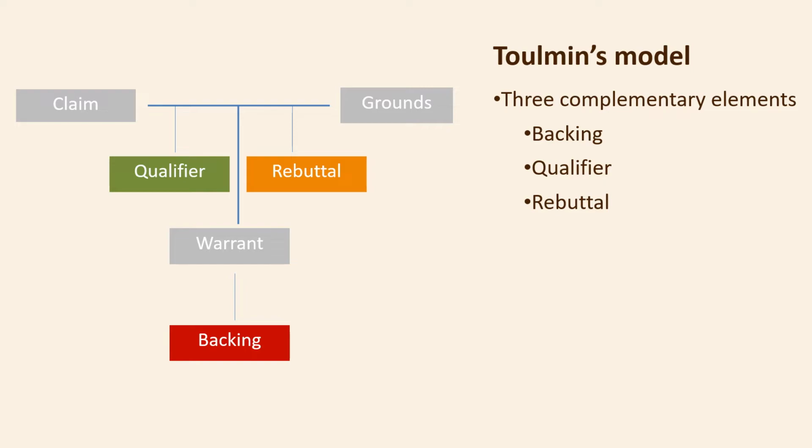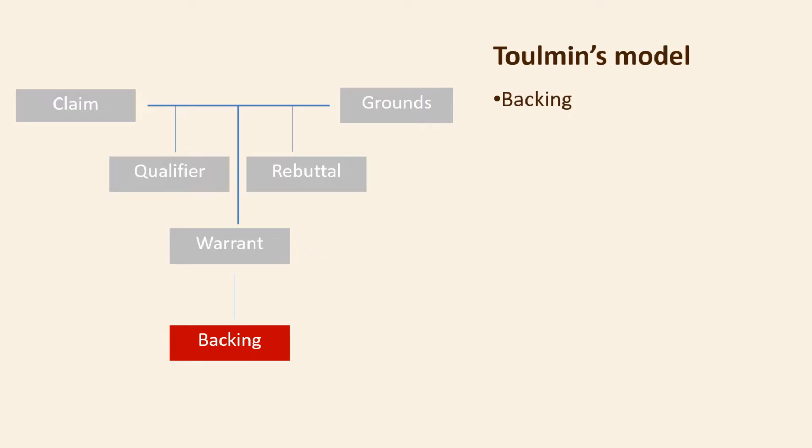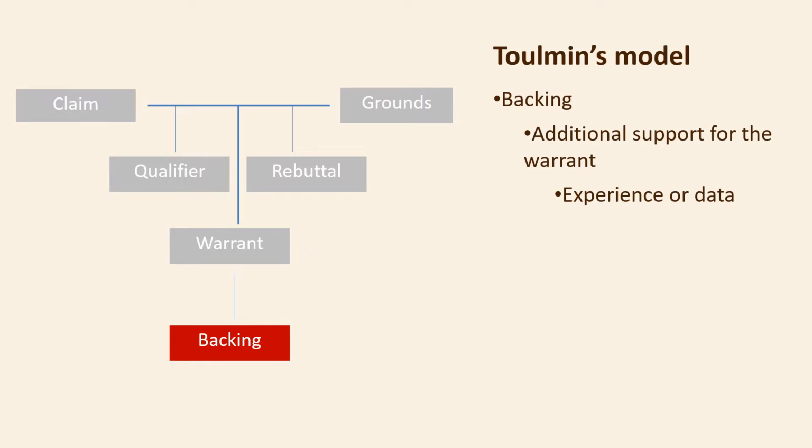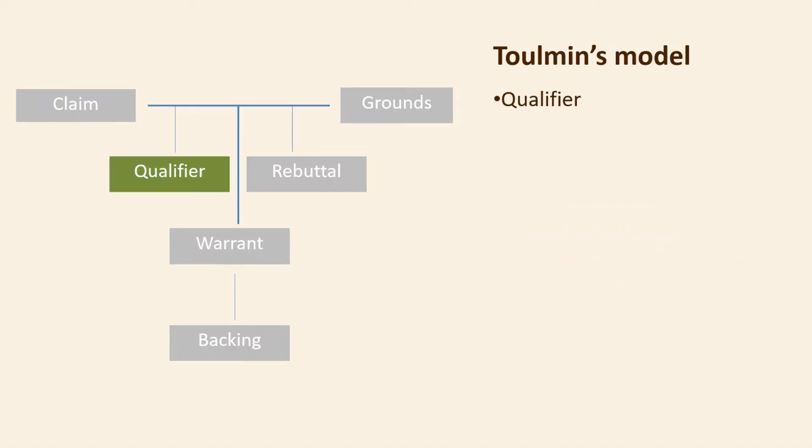Now follow the three complementary elements, backing, qualifier, and rebuttal. The first complementary element is backing. Backing refers to additional support for the warrant, such as experience or data. Statistics show that over the last 50 years it has rained heavily. That is a backup for the warrant from the previous example.